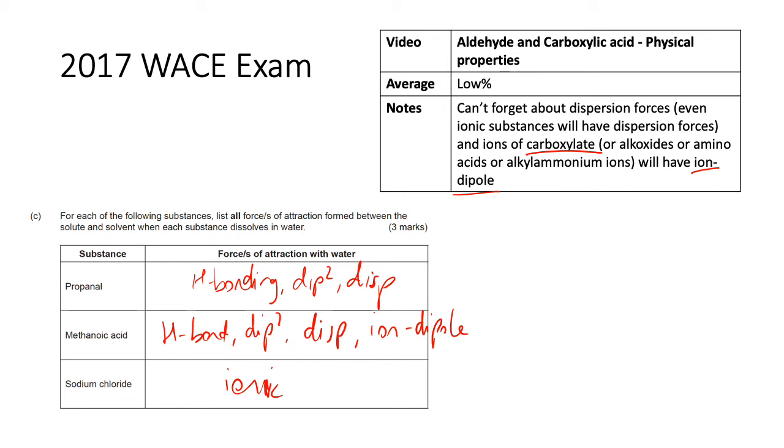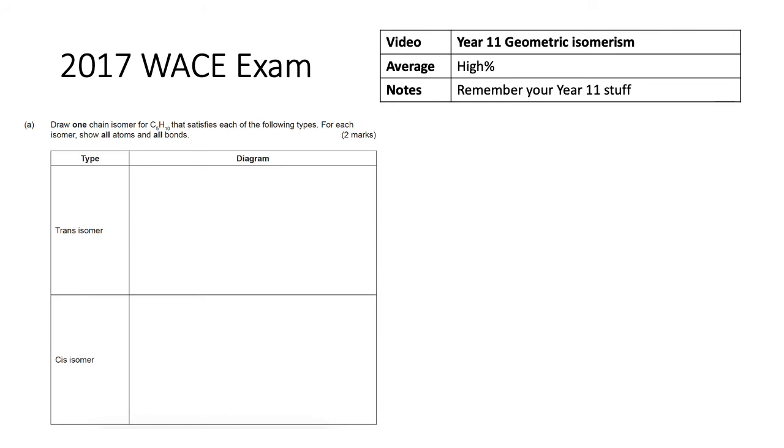Unfortunately, you've forgotten that dispersion exists for everything. So dispersion forces will also exist, and therefore it's ionic and dispersion. Let's move on. Draw one chain isomer for C5H10 that satisfies each of the following types.